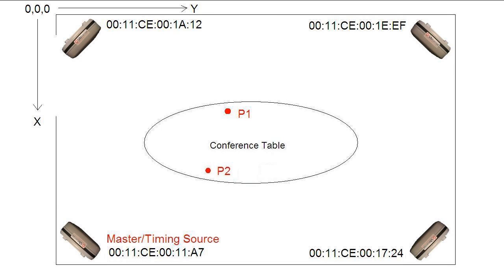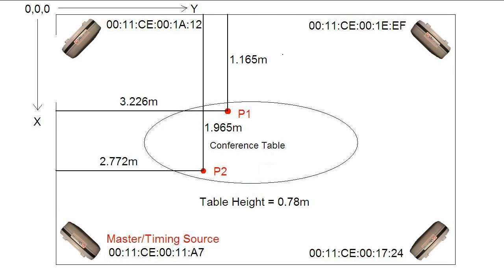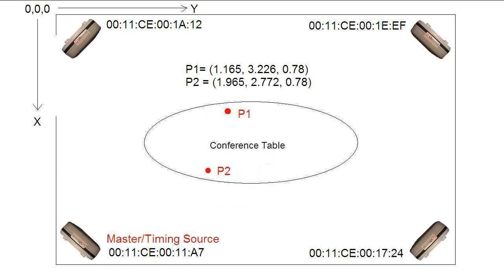I need to determine the XYZ coordinate for each point, so I'll simply use a laser measurer and take offsets from the walls as shown. Note the origin is in the upper left corner. The table itself is 0.78 meters high, so that will be the Z coordinate for each point. After taking the offset measurements, we now have the coordinates for both points and can go into the location engine to use the Survey Point Finder.